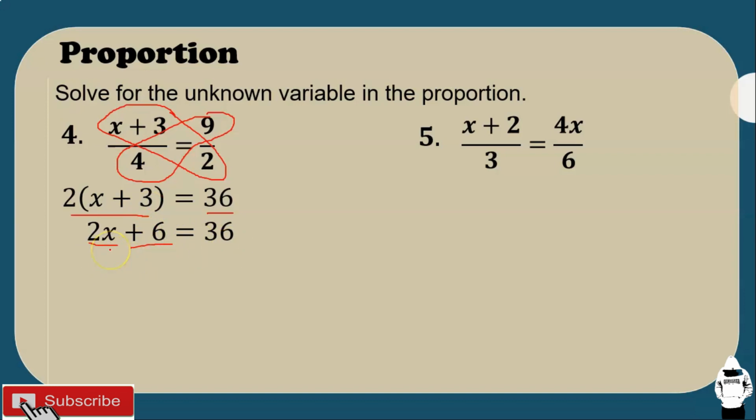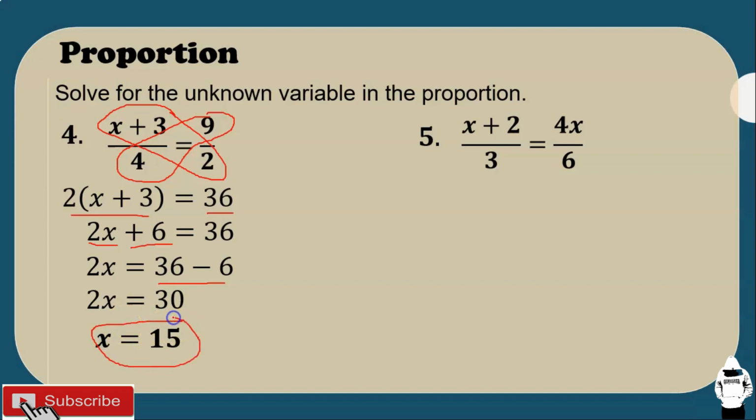And then, applying subtraction property of equality, or simply transpose positive 6 to right side, ay magiging 2x is equal to 36 minus 6. And then simplify this one, we have 2x is equal to 30. And then using MPE, or simply divide both sides of the equation by 2, x now is equal to 15. So this is now the answer.